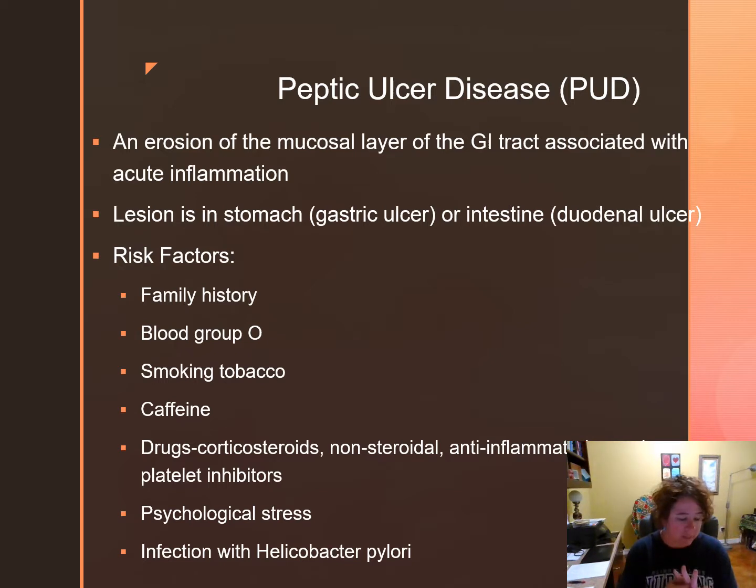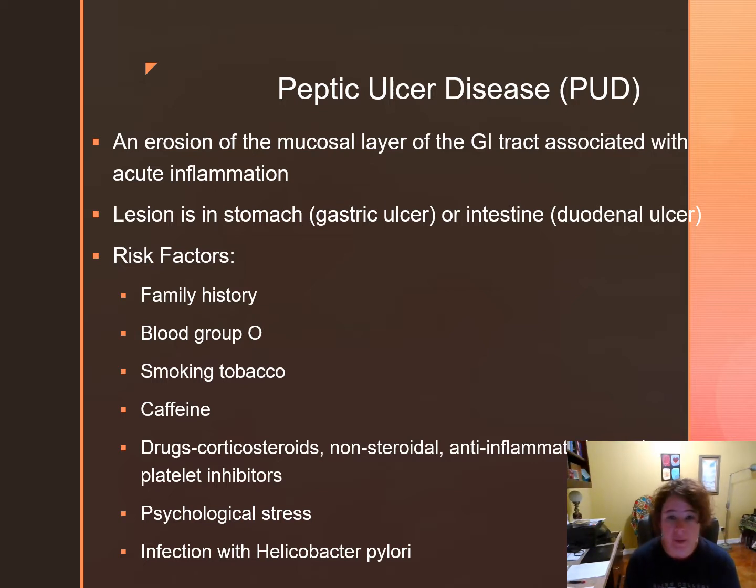Okay, so what is peptic ulcer disease? Peptic ulcer disease is kind of like this hole or crater that develops in the stomach lining, and it can be because of a lot of different factors. Typically, we get them in 2 places. One can be in the gastric section. The other one can be in the intestine or the duodenal.